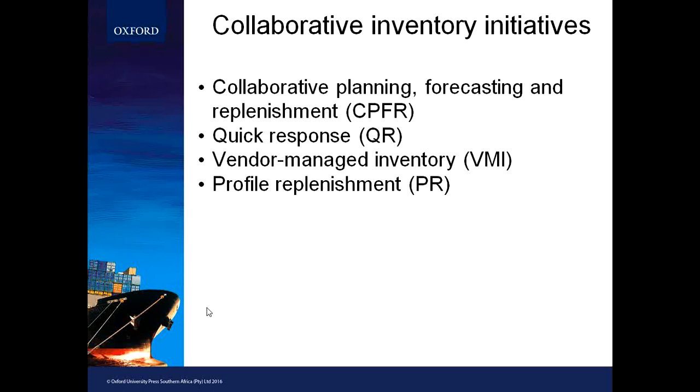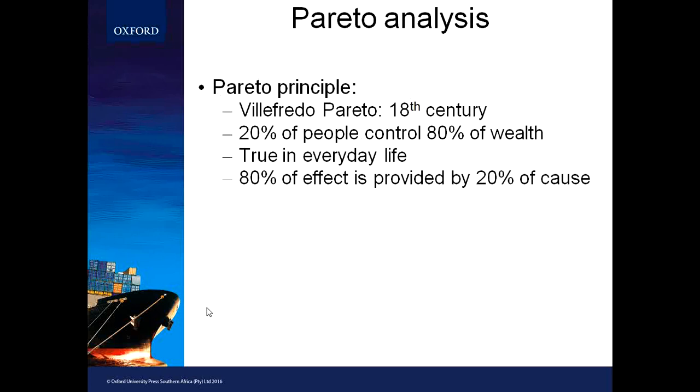Collaborative information inventory initiatives are very, very limited as far as the syllabus is concerned. Then we can just understand those are important for forecasting, which we have seen in chapter 6. Collaborative planning and replenishment we have seen. Quick response we have seen. Vendor managed inventory is not here, but we can understand Pareto.